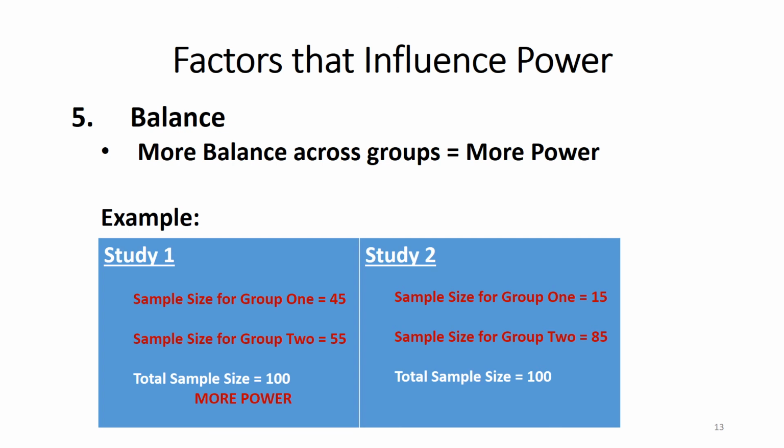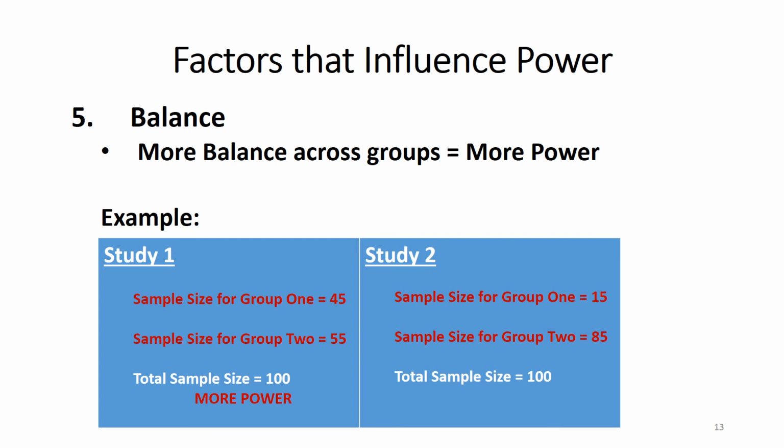So balance is all about, whenever you're looking at a study where you're comparing multiple groups on some sort of outcome, how balanced are the sample sizes? Keep it distinct from factor four, sample size by itself, and think of it as, is there a balance between the groups being compared? The outcome here, as we see with the black bullet point, is that more balance across groups equals more power. So let's take a look at our example.